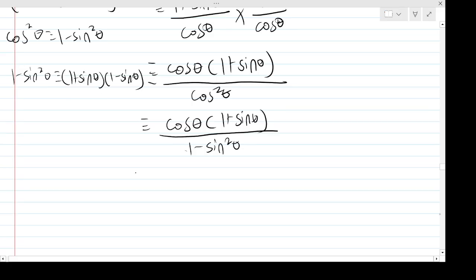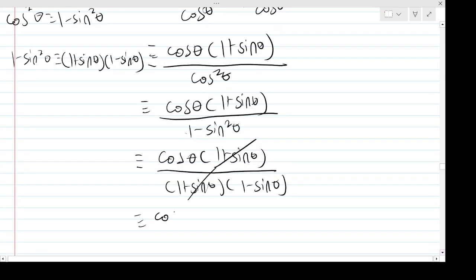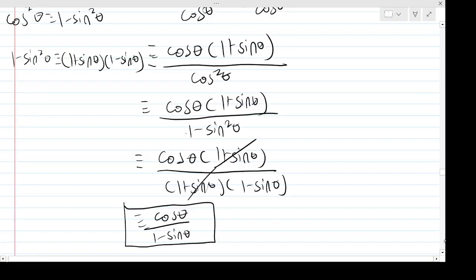So I can factorise the bottom to get cos theta, 1 plus sine theta, over 1 plus sine theta, 1 minus sine theta. And what do you know? I've got a common factor on the top and bottom here. Cancel that out, and I get cos theta over 1 minus sine theta. And actually, I believe that should be it. The other side is cos theta over 1 minus sine theta. So now I've got to the other side, and I've proved the identity. Cool, so that's part A.